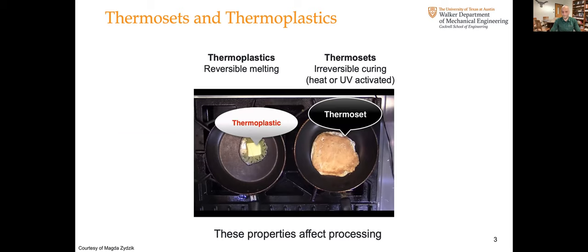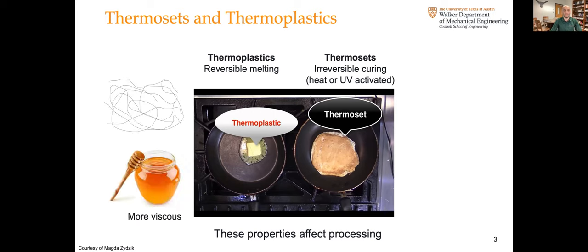They're like butter. And there are the thermosets. They're like the pancakes of polymers. So in thermosets, when you heat them up, a chemical reaction happens, and once set, you cannot break those bonds unless you basically burn the polymer.